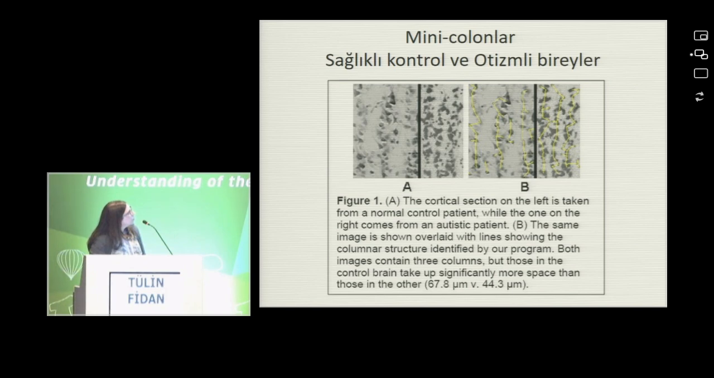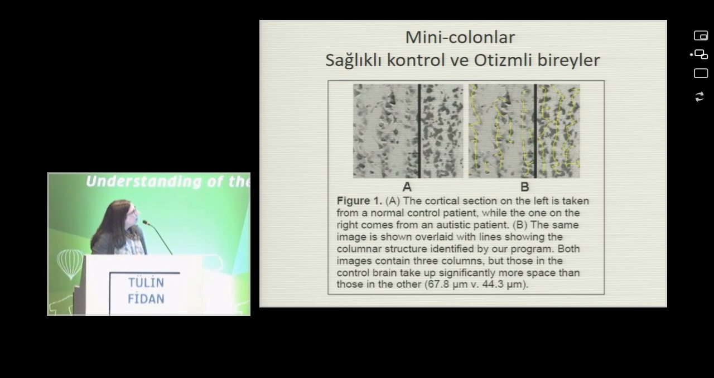On A you can see a normal control patient cortical section, and on the right, ASD diagnosed children's brain tissue, and there is a significant difference between these two. And the most obvious one is that there is an increasing number of cells.